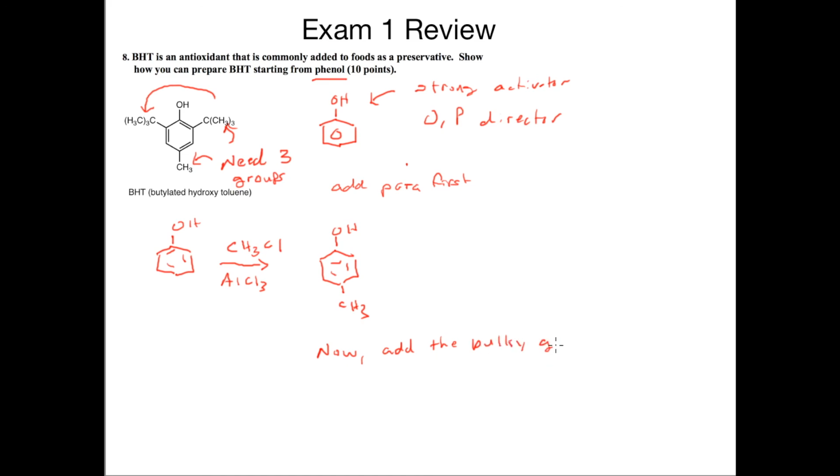An easy way to add this is to treat an alkene like this with sulfuric acid. This allows you to generate the carbocation that can then go onto the ring there. We need two of these, and once we add those in, we end up with our final product, which is BHT.